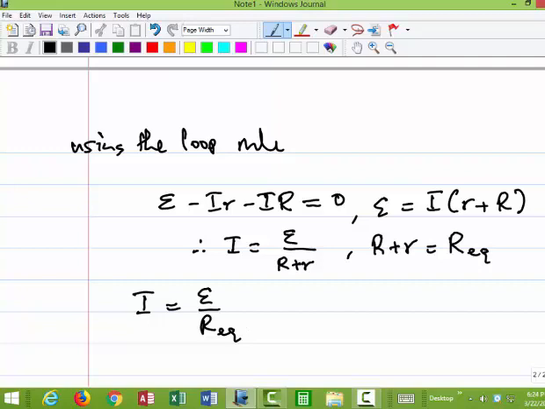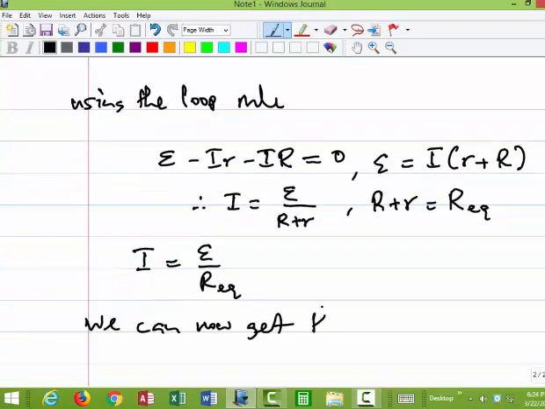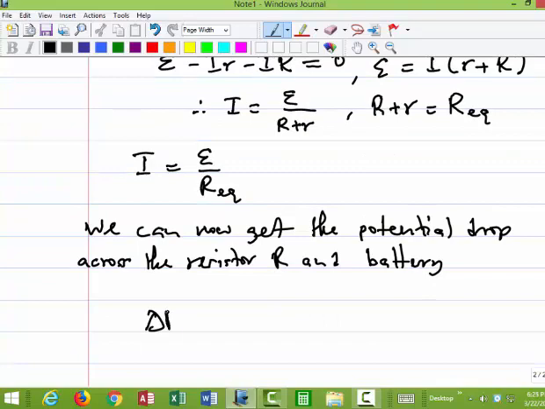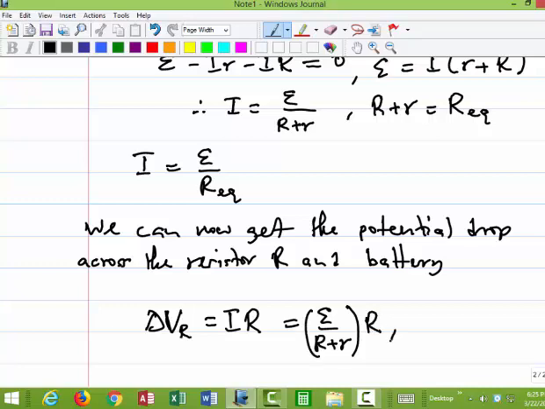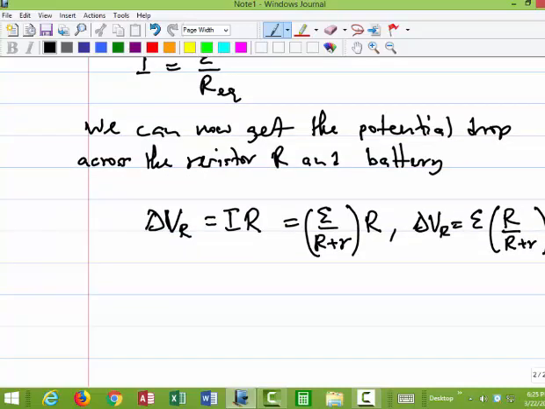Now we can get the potential drop across R, the resistor. The potential drop across the resistor R is equal to the current times the resistance, which can be written as EMF over (R plus little r) multiplied by R. So we can write the potential drop across R to be equal to E times R over (R plus little r).